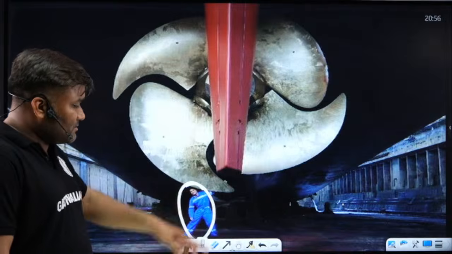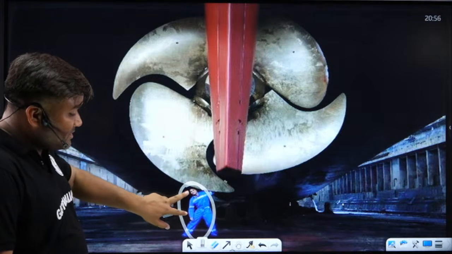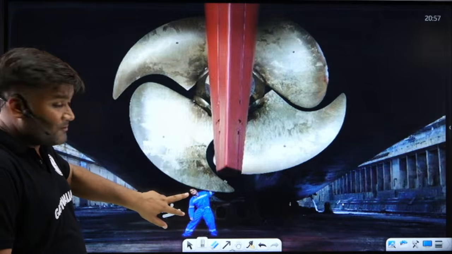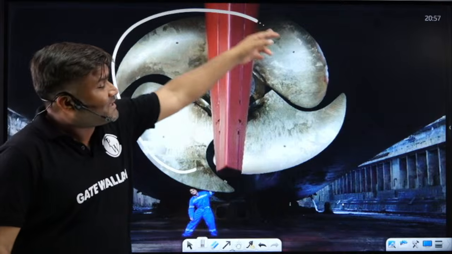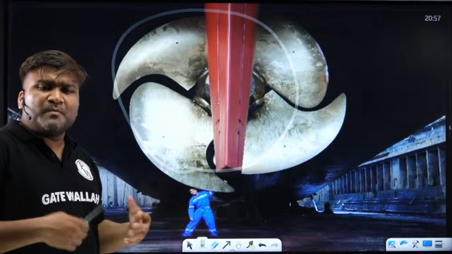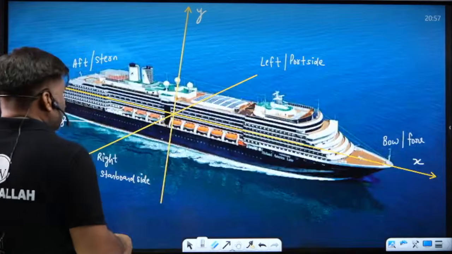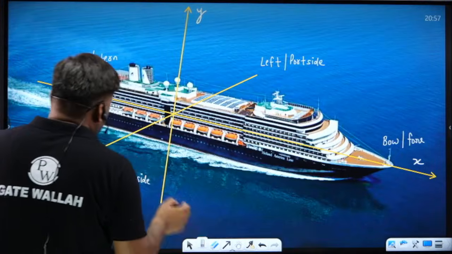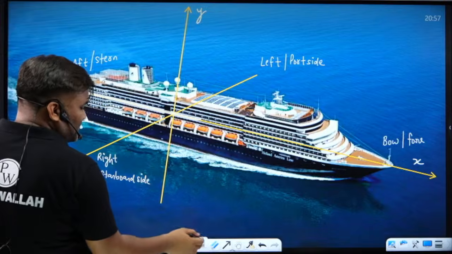Full adult human, for comparison sake, can you imagine? This is a full adult 6 feet human, and compared to this is the size of the propeller. So this massive propeller with a huge moment of inertia is rotating. When it rotates, sir, what is the axis of spin? It rotates maybe clockwise or anti-clockwise. So x axis is the axis of spin.